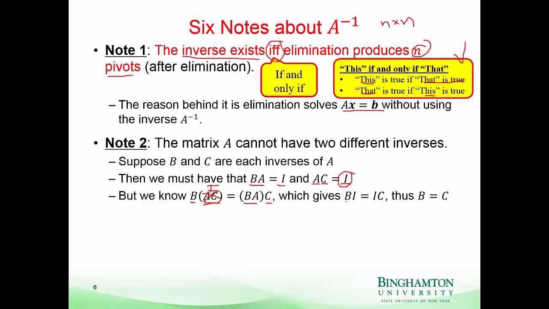Which is what we have here. And on the other side, we know that BA becomes the identity matrix. So this becomes the identity matrix. So there it is. And then we know that B times I gives us B, because that's what the identity matrix does. And I times C gives us C. And we've shown that B must be equal to C.